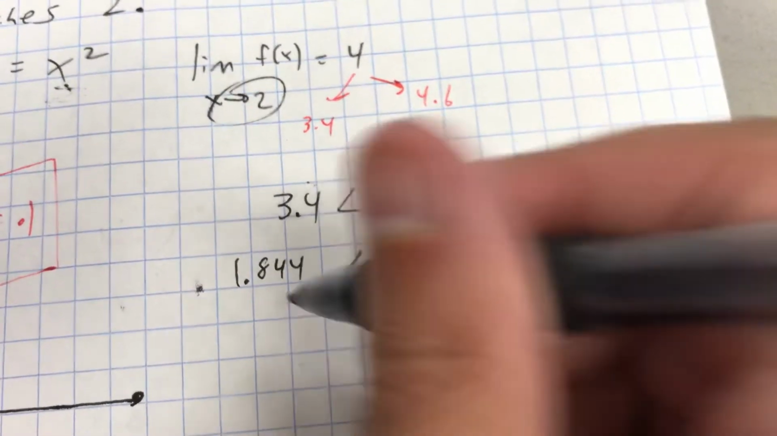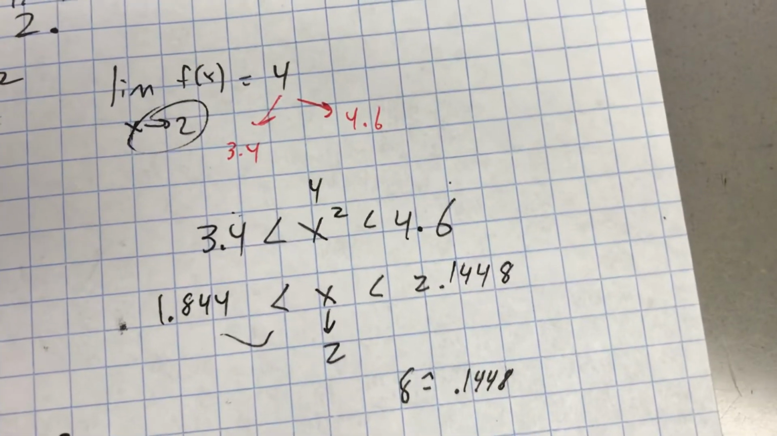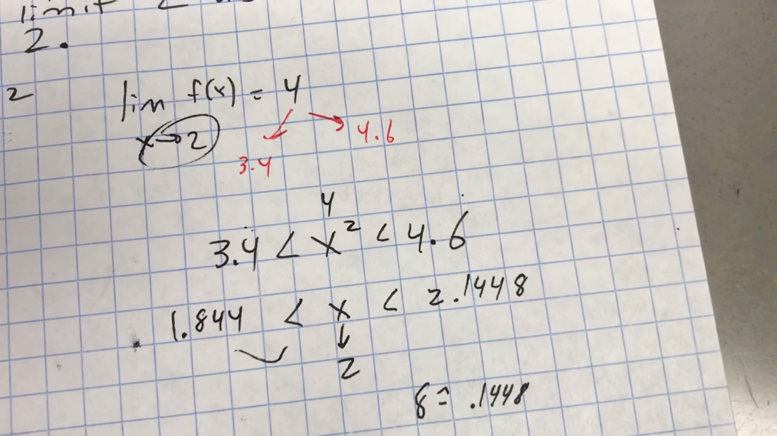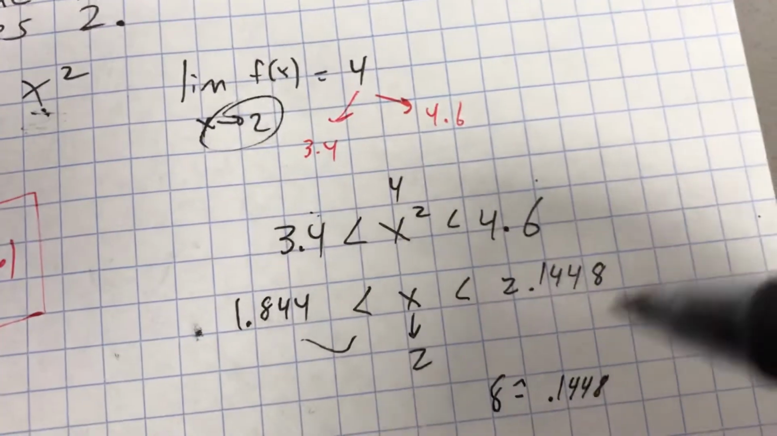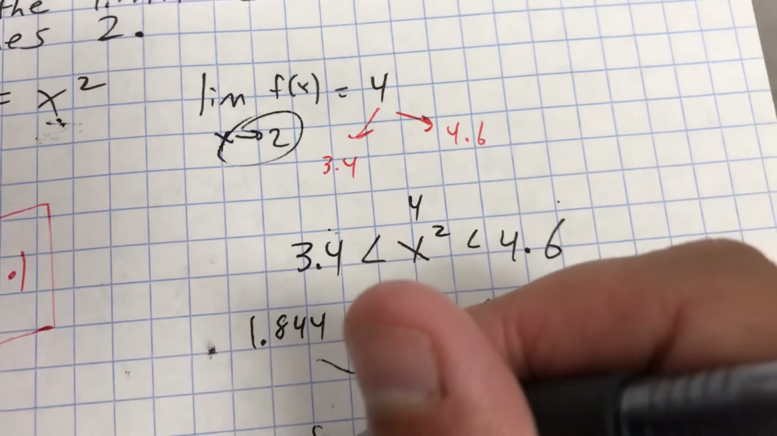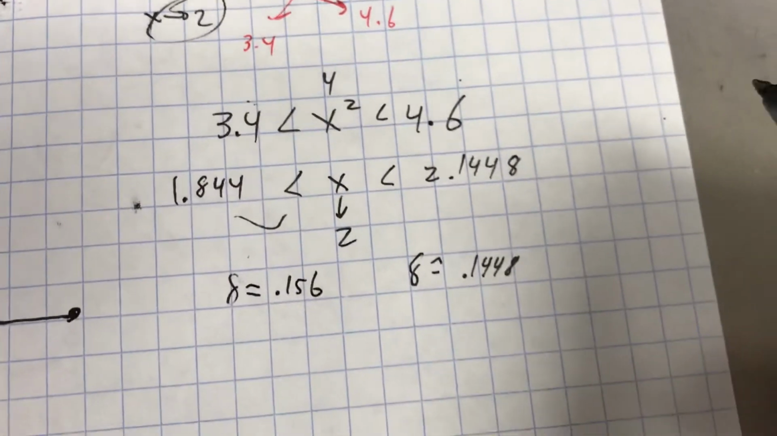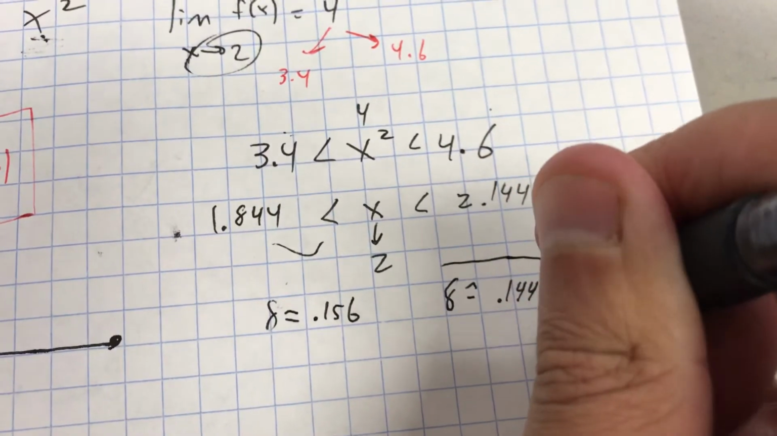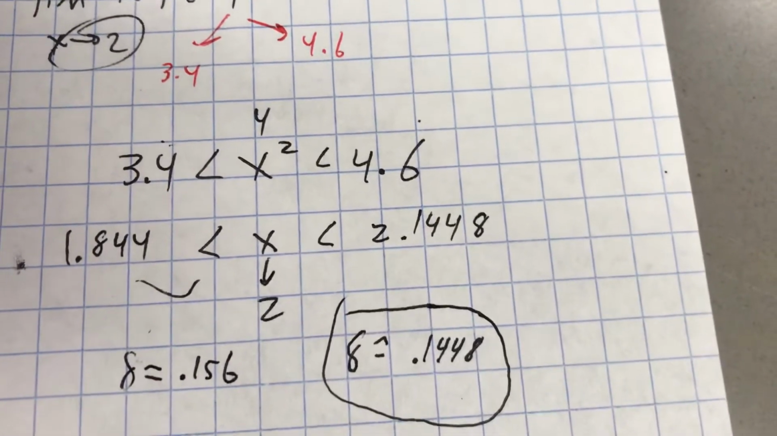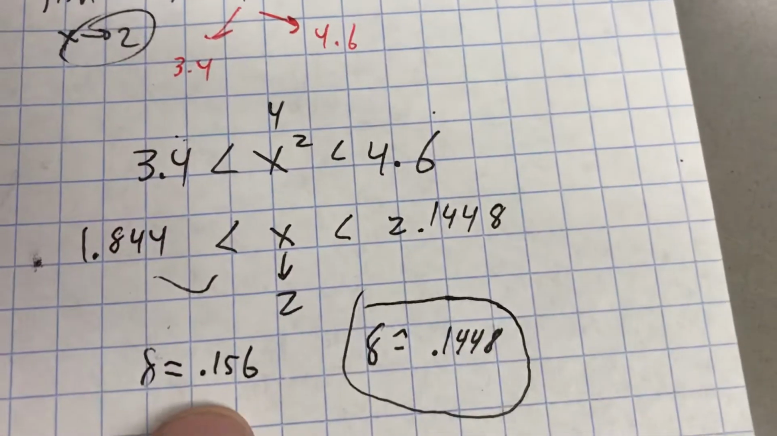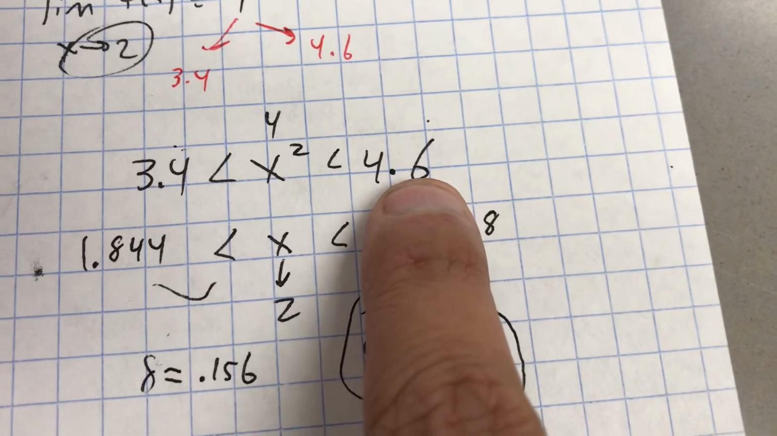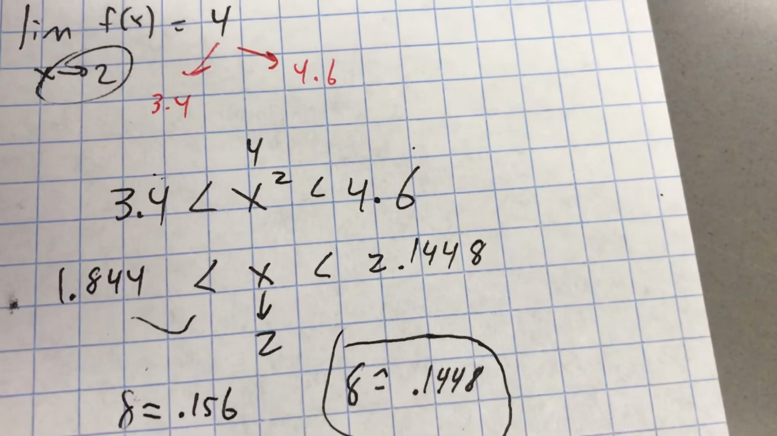Going backwards here, from 2 back to 1.844 is going to be a delta value of approximately 0.156, okay? Remember, you want the more restrictive of the two, because you want one that, if you go to the left or if you go to the right, will guarantee your function stays in that range. And I believe if you go 0.156 to the right, you would end up with values that are bigger than 4.6. So you want the smaller out of the two.